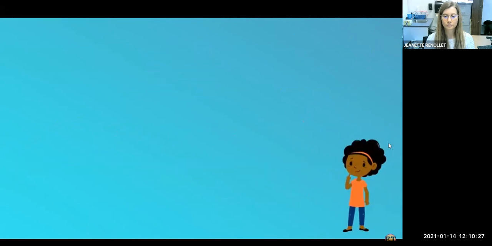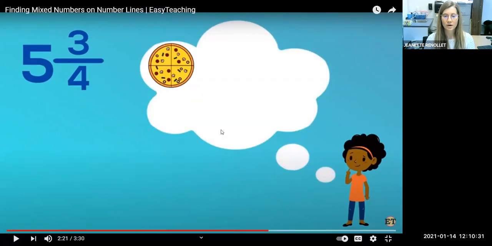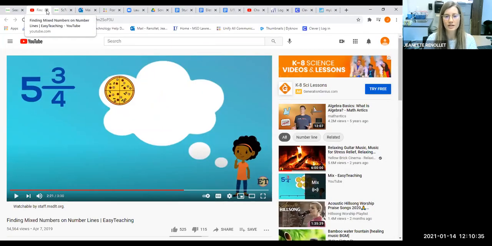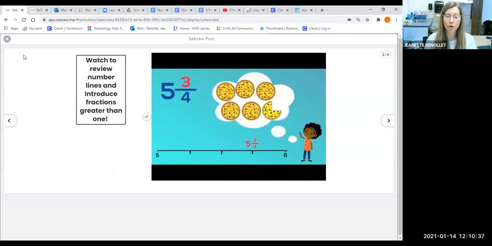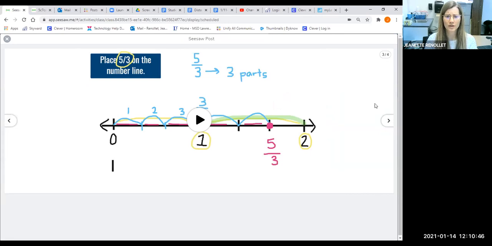Let's look at another example, 5 and 3/4. All right, we're going to stop there, 3rd grade. We know that we can represent a number greater than 1 whole in a model such as a number line. So now we're going to look at an example of how do we show this.